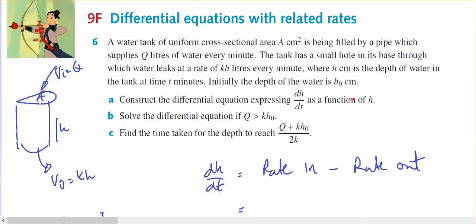This is for specialist maths. It comes out of 9F as question number 6 to do with related rates. So a water tank of uniform cross-section area A. I'm going to call this area here, the surface area of the tank, A, and that's going to be centimetres squared.